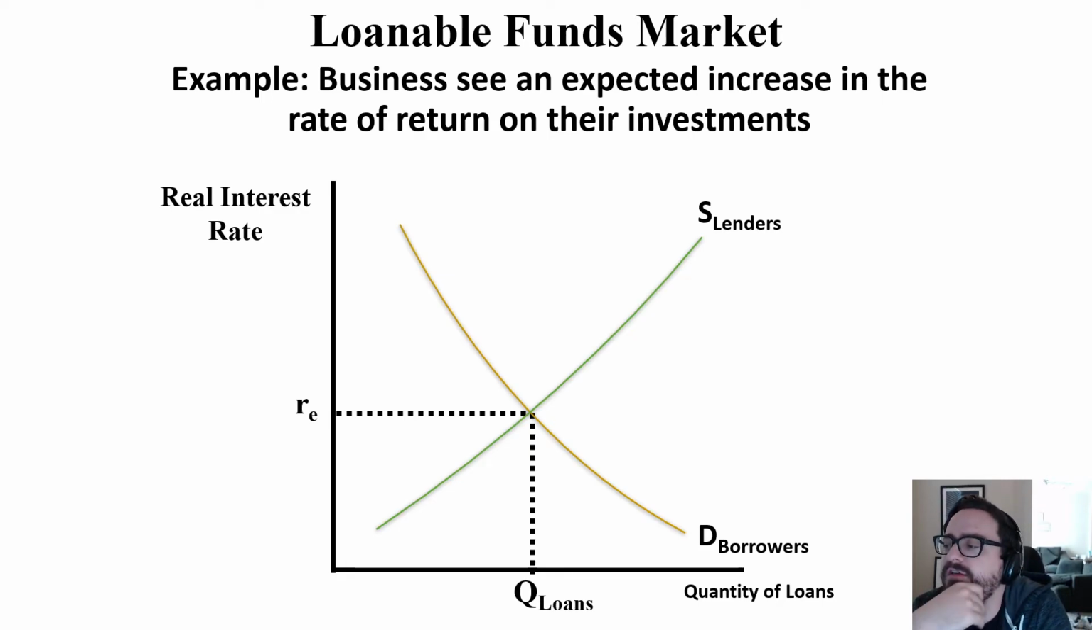So let's think if this will affect their behavior or if it will affect lenders' behavior. Well, if I'm a business and I think that I can make more money on my investments, I'll want to invest more. And if I'm a business and I'm investing, that means I'm spending more money.